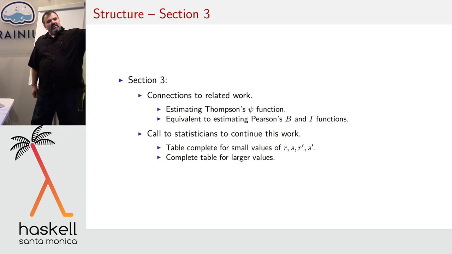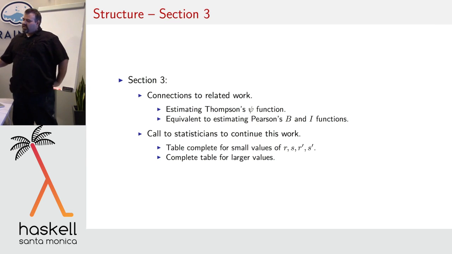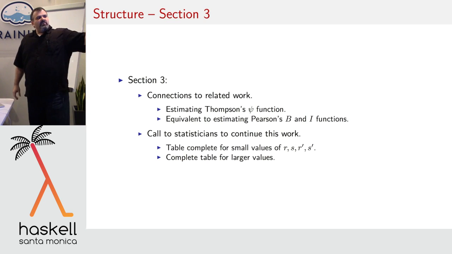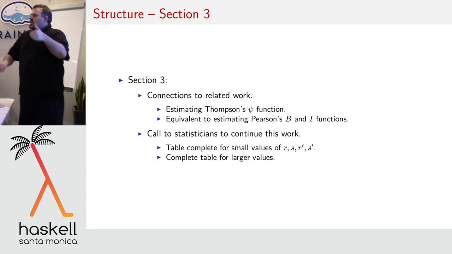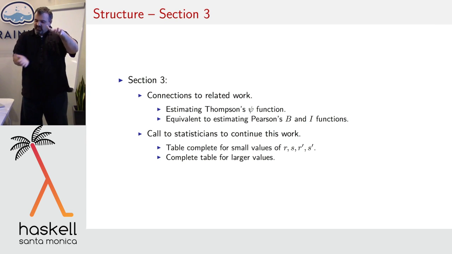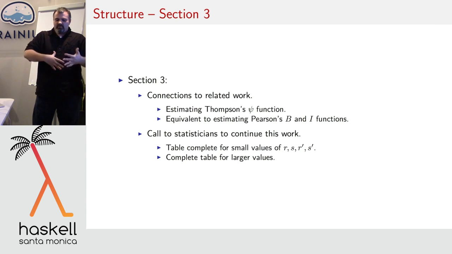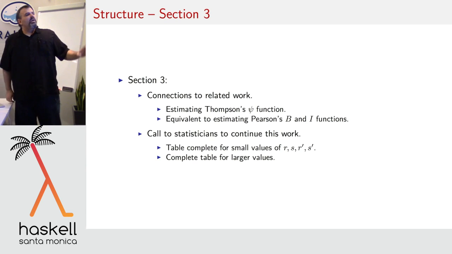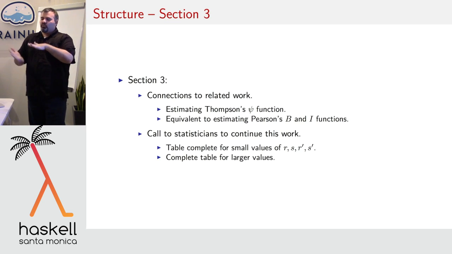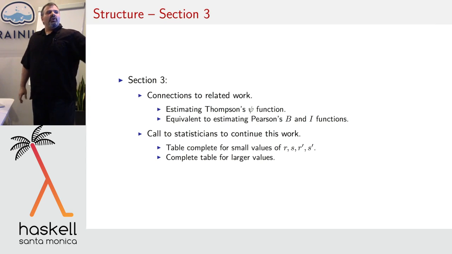Okay, so the first thing is he draws some connections between his work in section 2 and some other work that's going on. So Thompson defines this psi function, and he says, okay, our goal going forward is to make a big table of the values of this psi function so that medical researchers could reference this table so that they can decide who to give treatment to and how many people get treatment and how many people get control. He says having a table of values of the psi function is equivalent to having a table of estimates for Pearson's B function and I function.